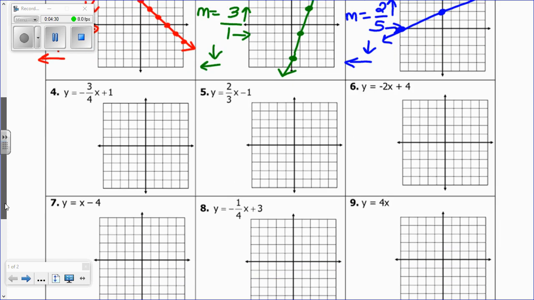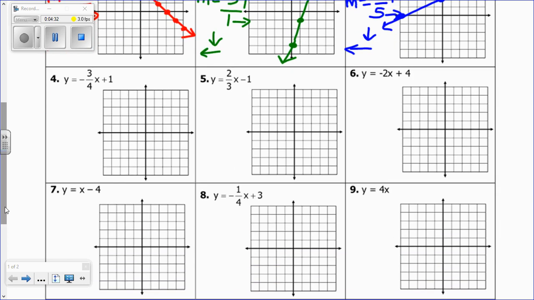All right, so our next one, y equals -3/4 x plus 1. So again, we're going to start with the y-intercept of +1. And so our slope is -3/4. Now we have one negative. It doesn't matter where you put it. Okay, so we can put it with the rise or the run.